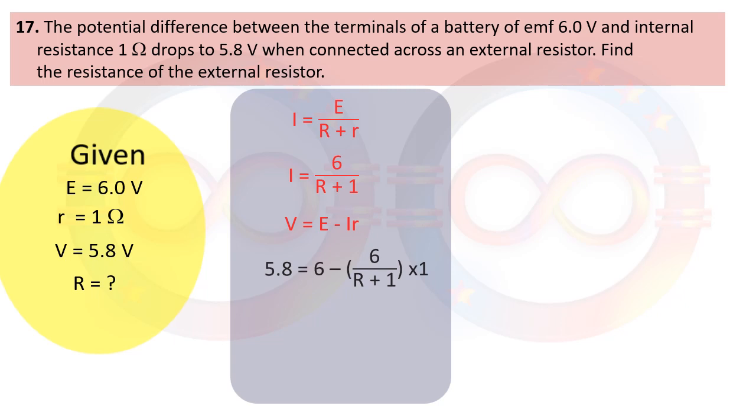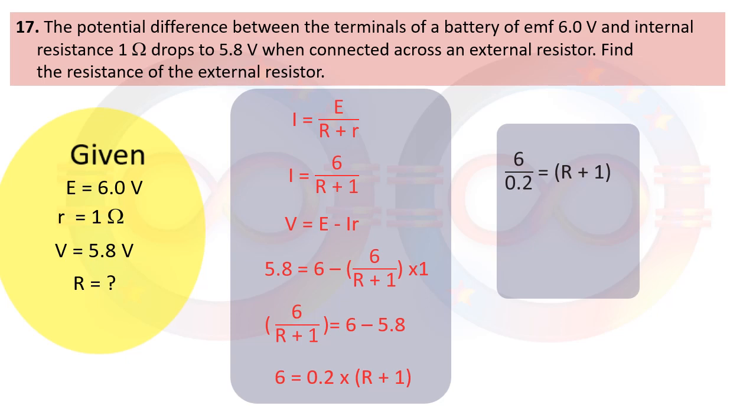So V is 5.8, which is the terminal potential difference, E is 6, minus I, which is 6 upon capital R plus 1, into small r, which is 1 ohm. We simplify this equation as 6 upon R plus 1 is equal to 6 minus 5.8. That subtraction is equal to 0.2, and then we multiply 0.2 into R plus 1, it is equal to 6. So 6 upon 0.2 is equal to R plus 1. This value is 30, so R plus 1 is equal to 30, and then R is equal to 29 ohm, the resistance of the external resistor.